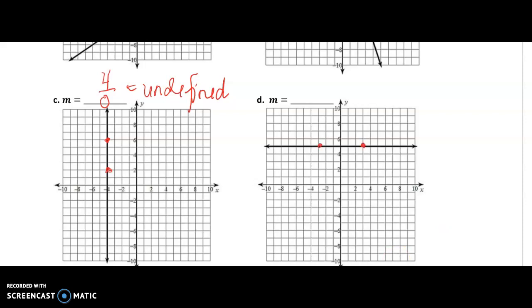Now moving on to part D, again, we're going to pick 2 points that are on the line. It doesn't matter which 2 points you pick to determine slope. Just pick 2 points that you can easily count boxes. So now I'm going to do my rise over run. So I'm going to start with this point right here.